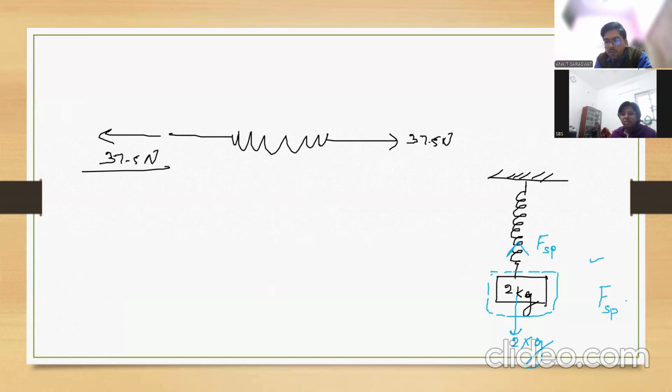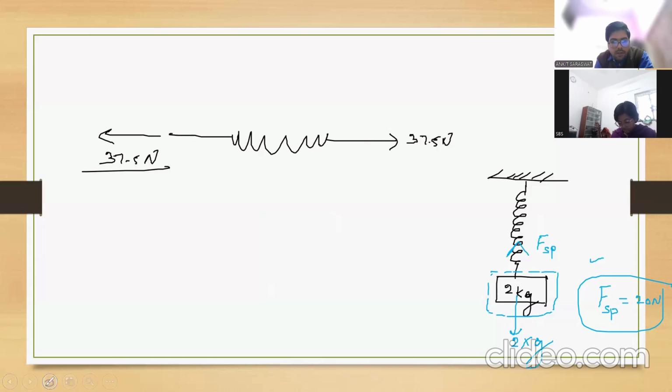Spring force is equal to mg. Very good. 20 Newton. If I take the block as system, then spring force is up. If the spring is applying FSP force on this block, then the block is also applying the same force. Action reaction. Understood?